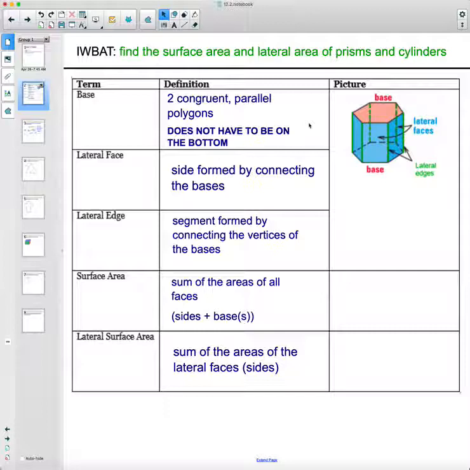Lateral edges just connect the bases. So these green ones on here, the lateral edges just connect top to bottom. And then the surface area is the sum of all of the areas of the faces. So every single face up here: the two bases and the lateral faces, the area of all of them added together. The lateral surface area is only the lateral faces. So the lateral area does not include the bases. Surface area is all the surfaces. Lateral doesn't include the bases.